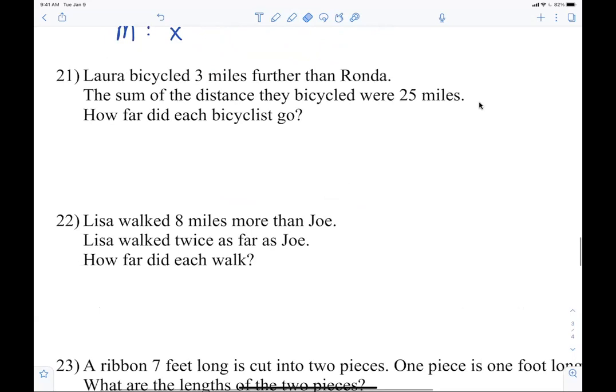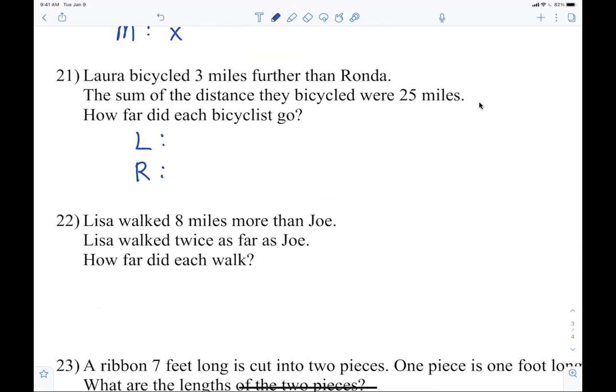Tell me, read it. The Warren bicycle is 3 miles further than Rhonda. The sum of the distance they bicycle is 25 miles. All right. Don't let me down here. So what letters do you want to use? L and R. Wow. Brilliant. All right. Now what?